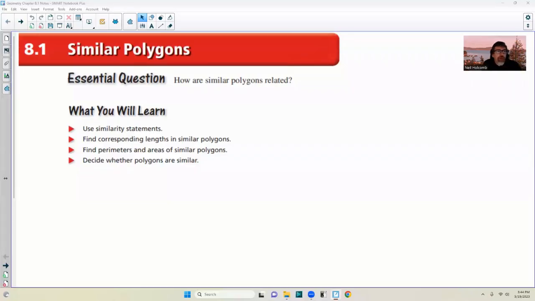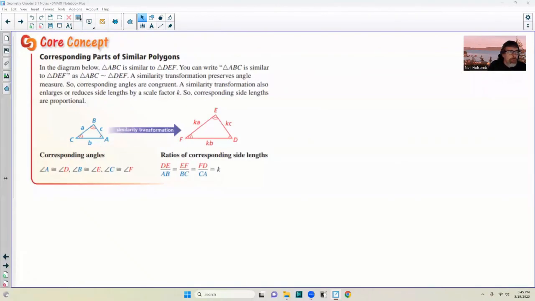Okay, this is chapter 8.1, similar polygons. The essential question is, how are similar polygons related? What you will learn is how to use similarity statements, find corresponding lengths in similar polygons, find perimeters and areas of similar polygons, and decide whether polygons are similar. Okay, so let's take a look at the concept first and an example.